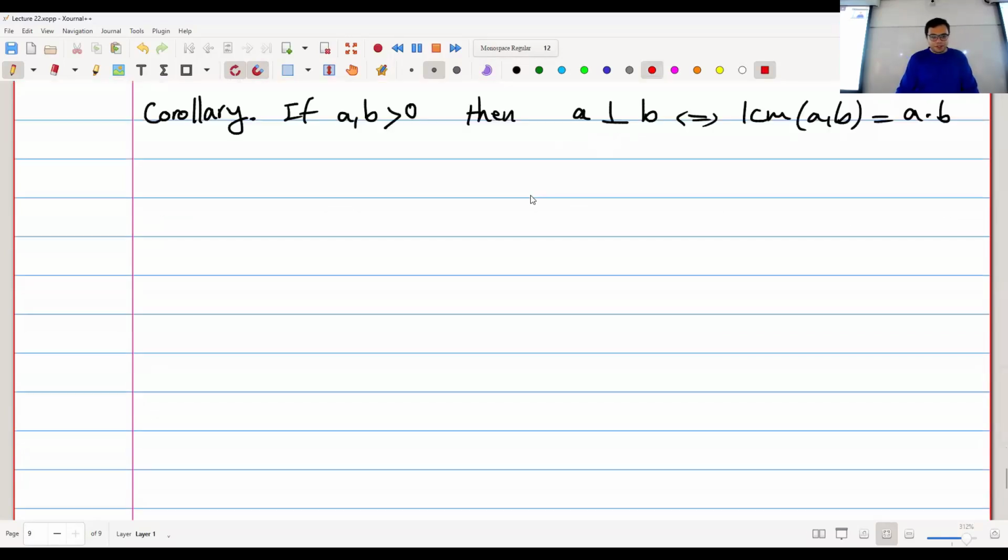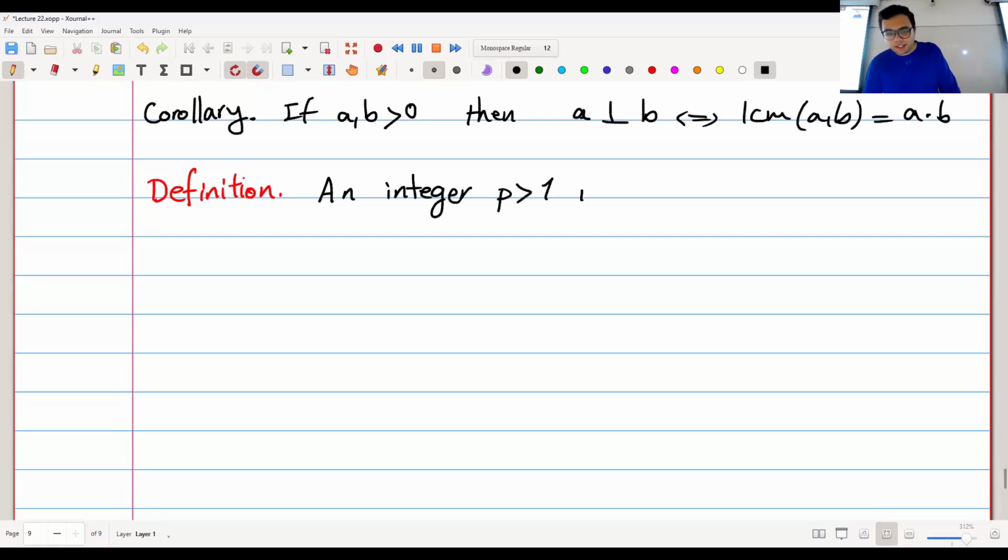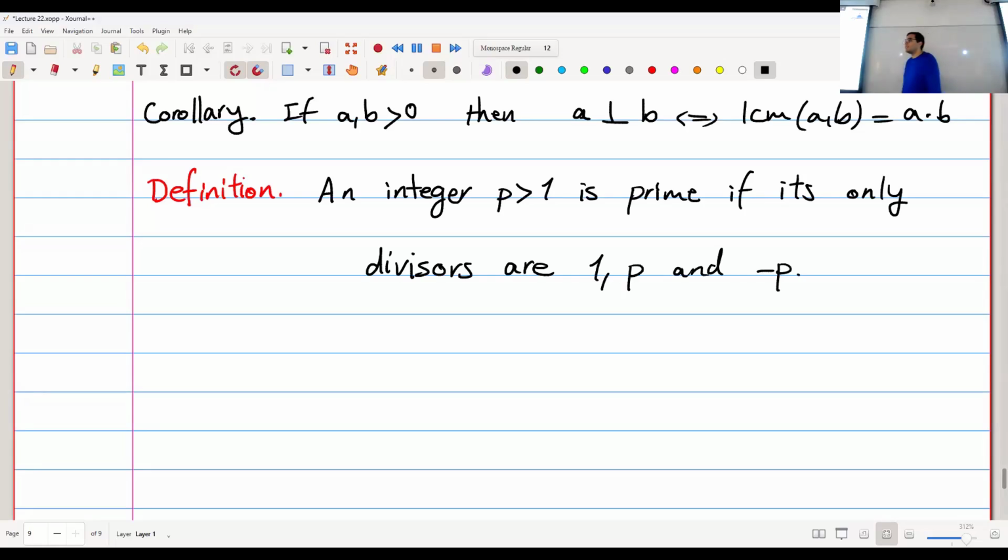Finally, we're going to get to the definition that we like, which is a prime number. We say that an integer p greater than 1 is prime if its only divisors are 1, minus 1, p, and minus p. So very importantly, in our definition, 1 itself is not a prime number. So the smallest prime number is 2. And you can check that this matches the normal definition that you have of prime numbers. So 2, 3, 5, and so on are primes. And I'm only taking the positive integers as primes.